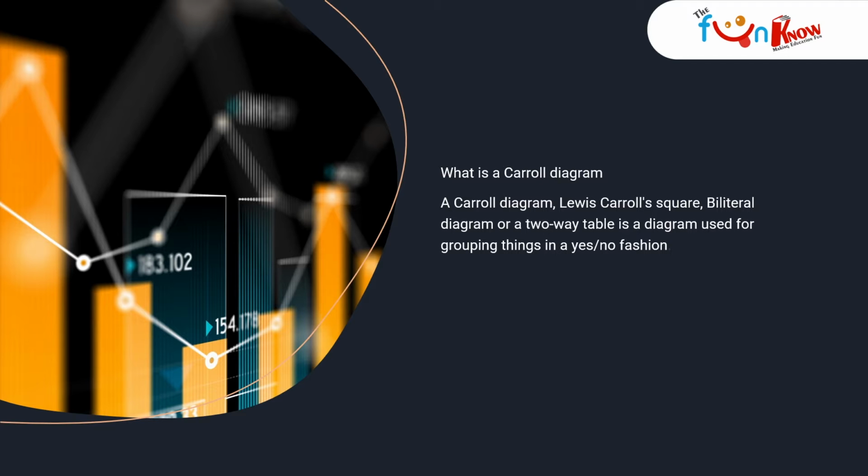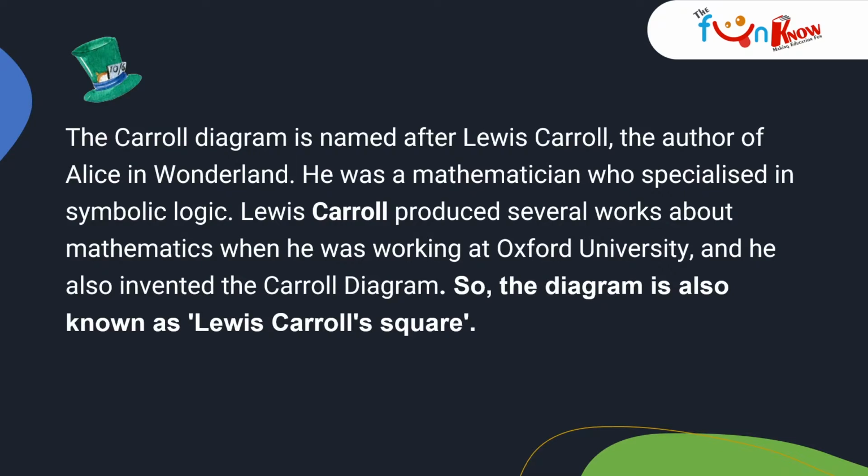A bilateral diagram or two-way table is a diagram used for grouping things in yes and no fashion. That means, students, in a Carroll diagram there will be a two-way table, and then we can categorize things in that table as per the content of the table.